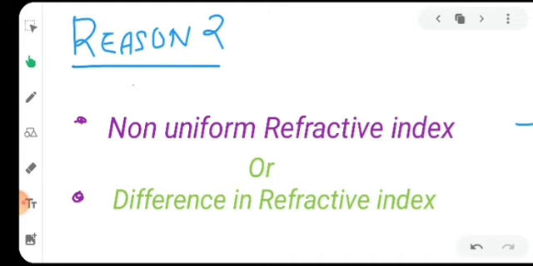If the refractive index is non-uniform, then the light bending at different points will be different, so the intensity of light reaching your eyes will also be different. Depending on the difference in the intensities of light, the invisible transparent medium starts to be visible. And if the difference in refractive index is large, then there will be more visibility. Let me just demonstrate this too.